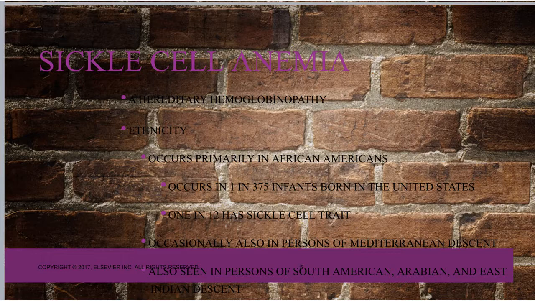All right. So, as your slide says, sickle cell anemia is an inherited disease. It occurs primarily in African Americans, but it can be seen in Mediterraneans, Arabics, East Indians, and South Americans. 1 in 12 African Americans have the trait. It is a recessive trait, which we will get to in a second.